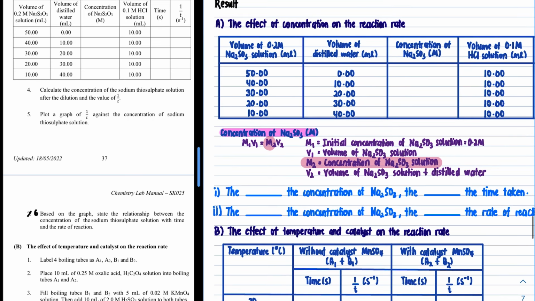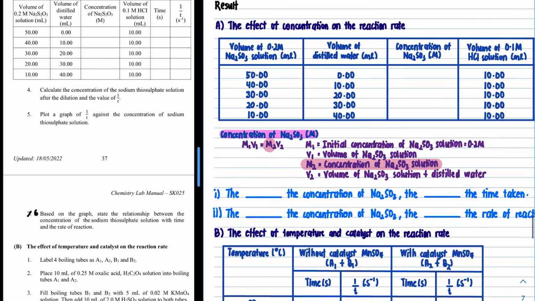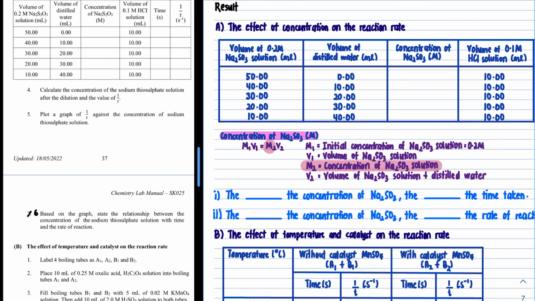Okay, so here I'm just going to write down. It is up to you. The higher the concentration, the lower the time taken, or the other way around. So here you have to write down whether it is the higher or the lower time taken. Okay, the time taken is what? The time taken needed for the solution to be cloudy or the X mark to disappear.